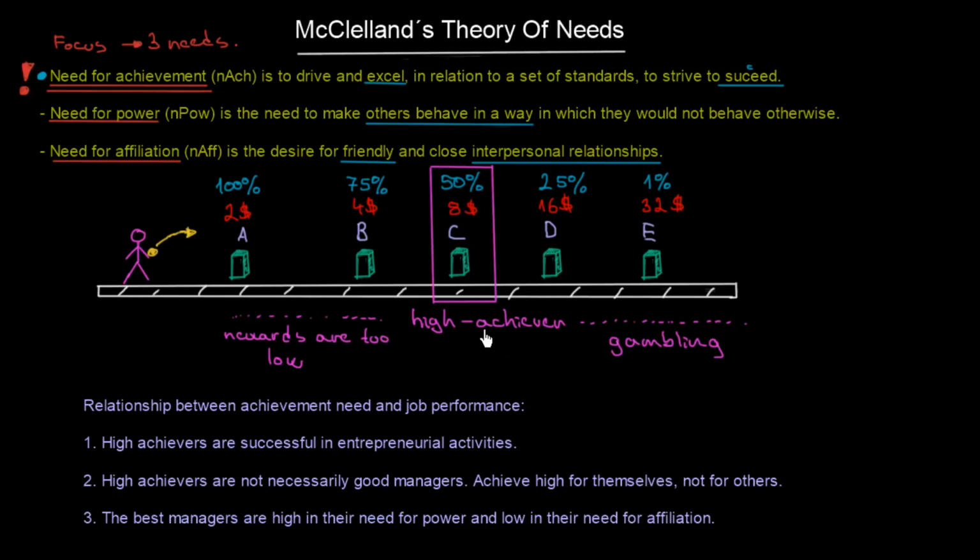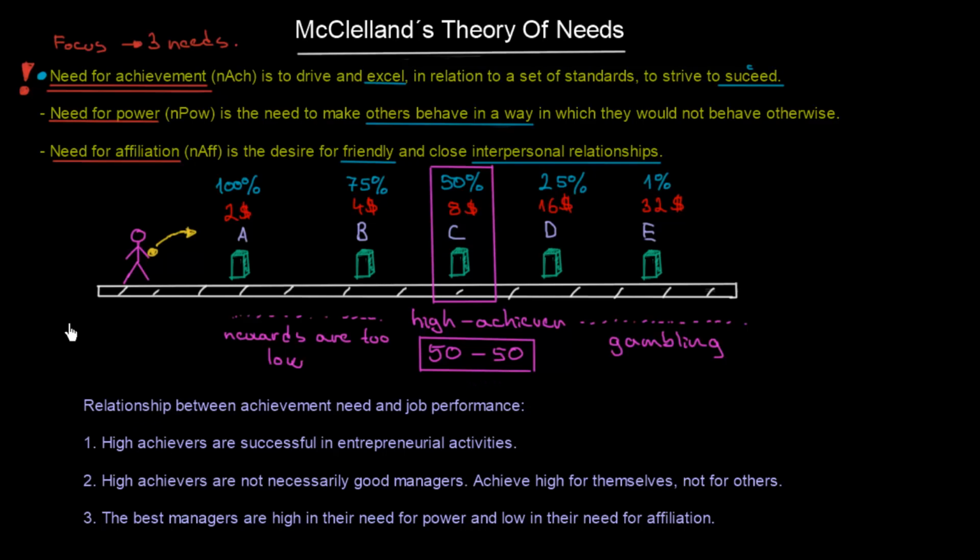And even if the high achiever would win the prize and would be rewarded $16 or $32, well, the high achiever will not be satisfied because the reward was simply achieved by gambling. So what we can conclude, and what was proposed by McClelland's theory, is that high achievers like to go for 50-50% chances. And now it really continues with the managerial decision making and some entrepreneurial skills, and some of the conclusions have been drawn by this theory. Let's take a look at them.